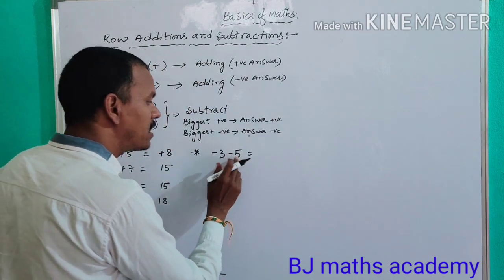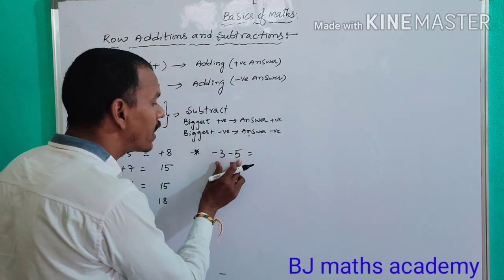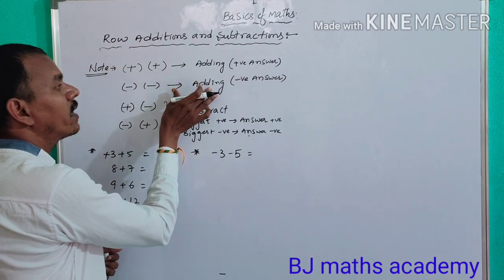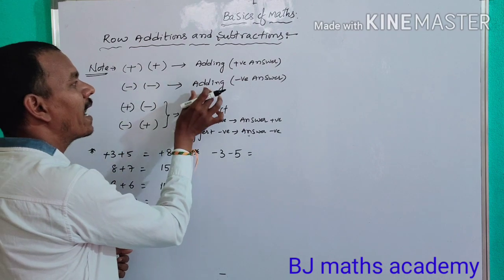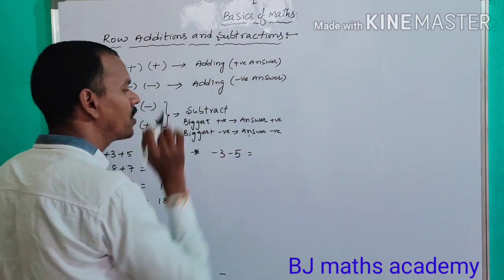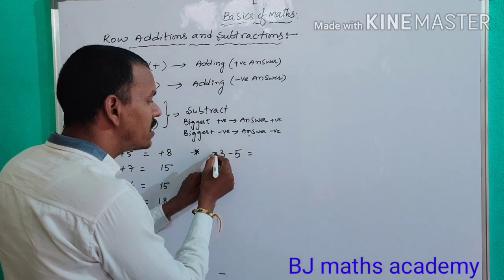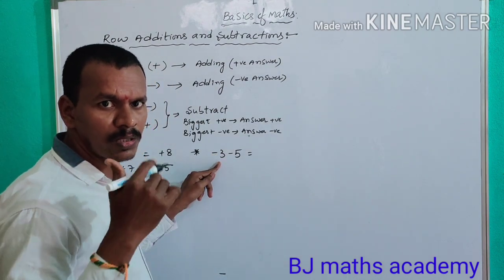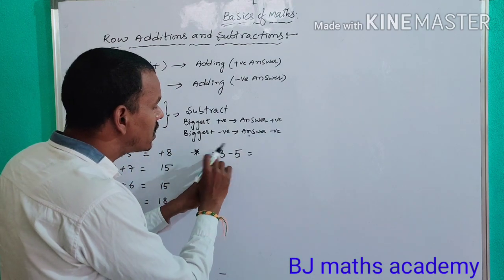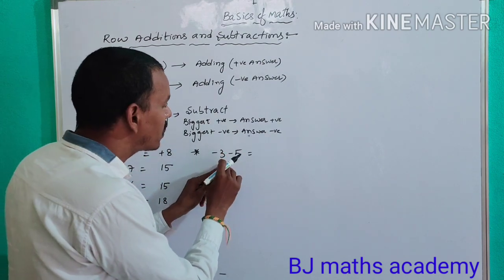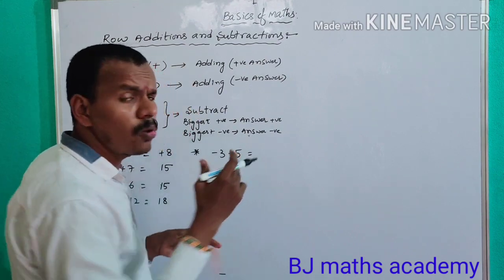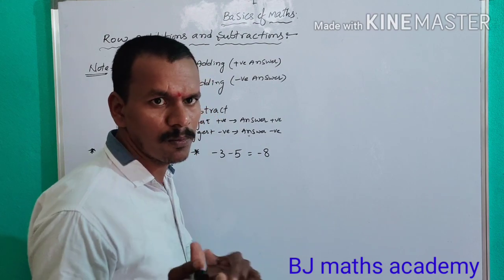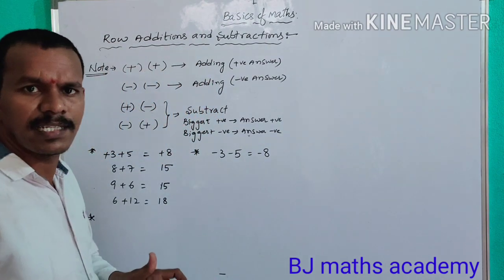Now here, minus 3 minus 5, both are negatives. In our note, both are minus, so we add, but when we add negative terms we get a negative answer. Here minus indicates girls, just for example. Don't think of any other way. So 3 girls and 5 girls, total 8 girls, but girls indicate minus, just as an example.